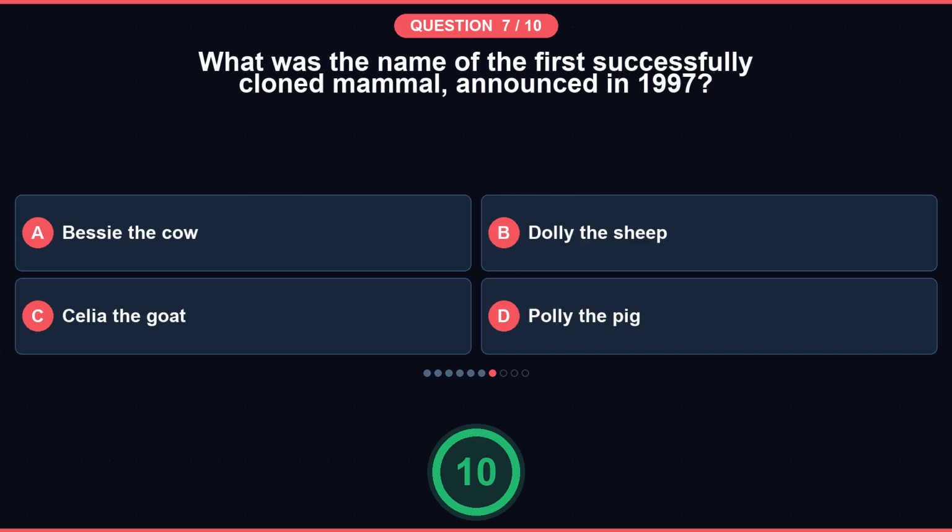Question 7. What was the name of the first successfully cloned mammal, announced in 1997? A. Bessie the cow. B. Dolly the sheep. C. Celia the goat. D. Polly the pig.